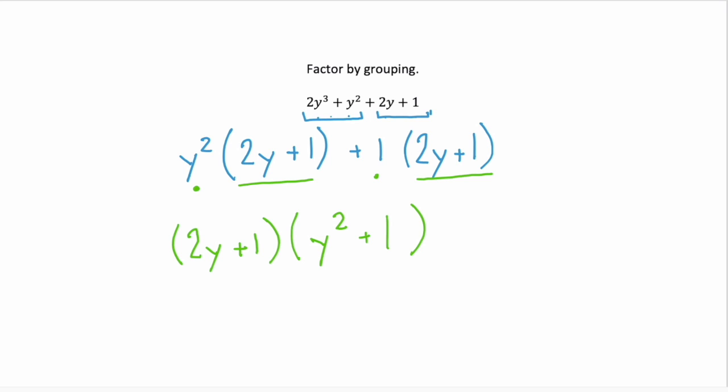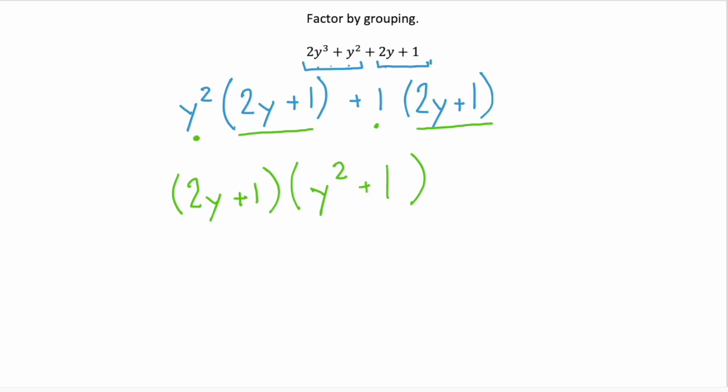Now remember, anytime you can factor, you can check by using FOIL or distribution. Here, because we have 2 binomials, we're going to use FOIL. So we multiply the first 2 terms together. So 2y times y squared, which is 2y cubed.